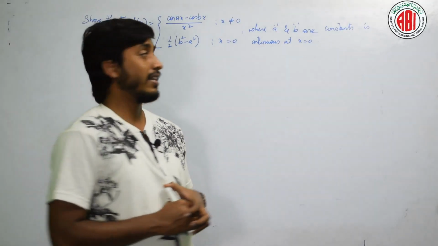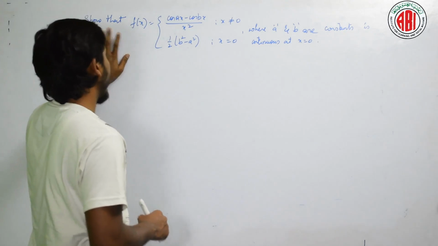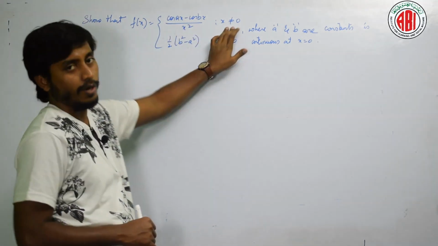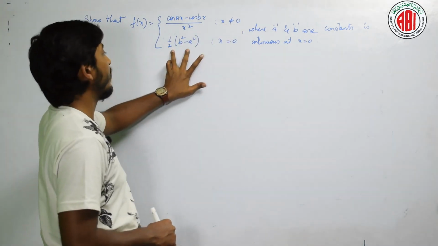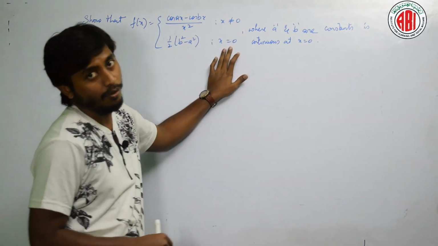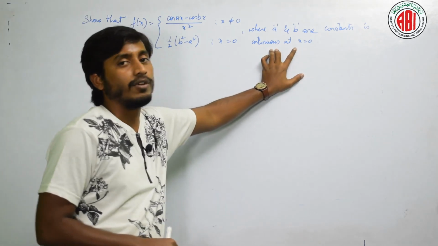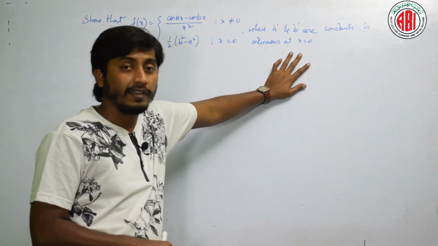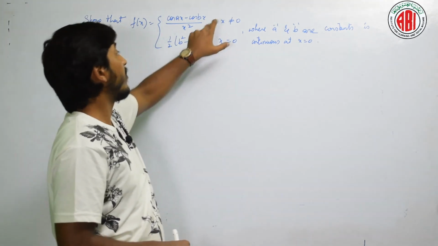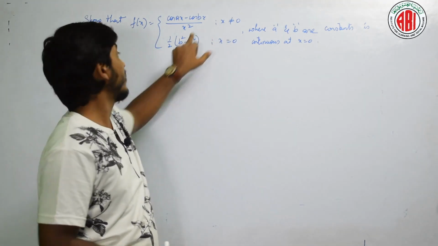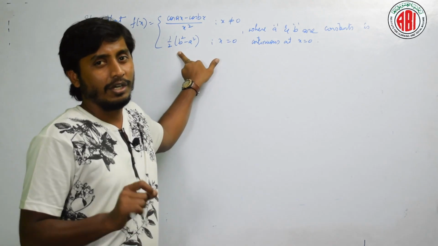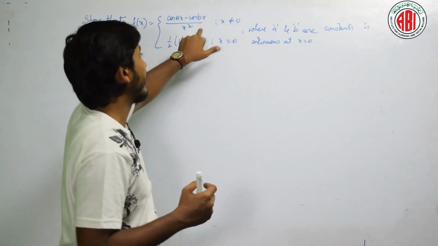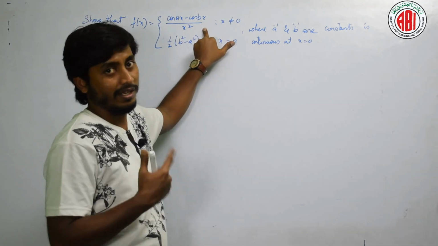Shall we do one more last problem? Let us do it. See the question here. He is asking us to show that f of x is equal to cos ax minus cos bx by x square at x not equal to 0, and half of b square minus a square at x equal to 0, is continuous at x equal to 0, where a and b are constants. How to do? First of all, as x tends to 0, we have to find the limit of this. Do you remember this question? First of all we know the limit of that.